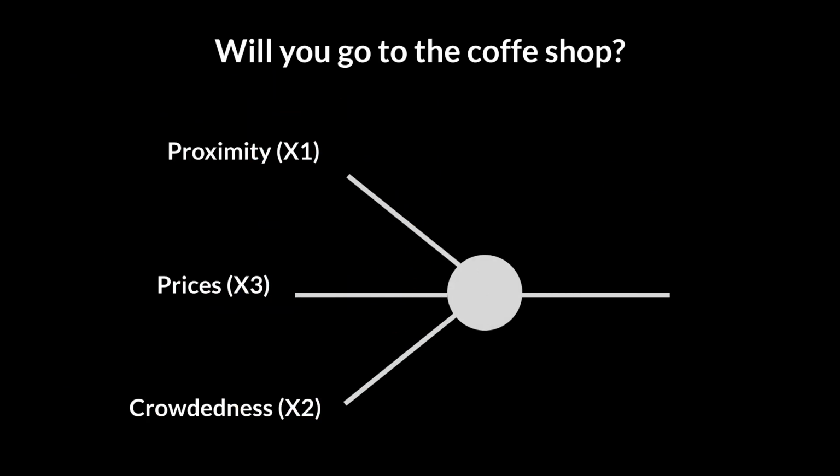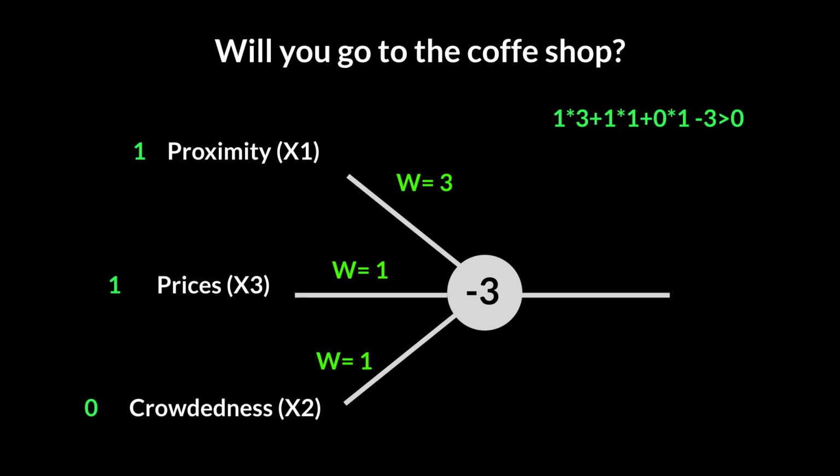So in terms of weights, we can assign the proximity factor a weight of 3, as it's the most influencing factor, the prices a weight of 1, and the crowdedness a weight of 1 as well. And the bias or threshold in that case can be -3. Why -3? Because it assures that if the first factor is true along with one of the other two factors, then the weighted sum will be bigger than the bias and the output will be 1, or in other words true, meaning you'll end up going to the cafe.